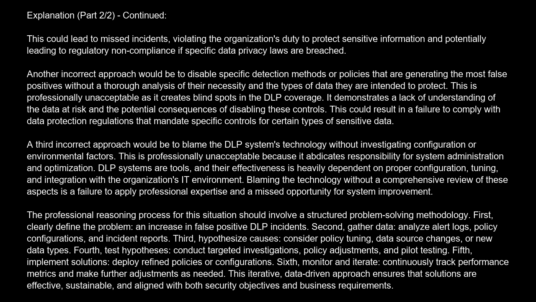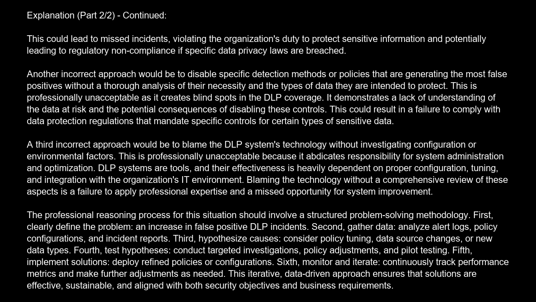A third incorrect approach would be to blame the DLP system's technology without investigating configuration or environmental factors. This is professionally unacceptable because it abdicates responsibility for system administration and optimization. DLP systems are tools, and their effectiveness is heavily dependent on proper configuration, tuning, and integration with the organization's IT environment. Blaming the technology without a comprehensive review of these aspects is a failure to apply professional expertise and a missed opportunity for system improvement.